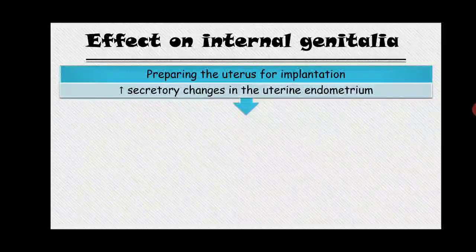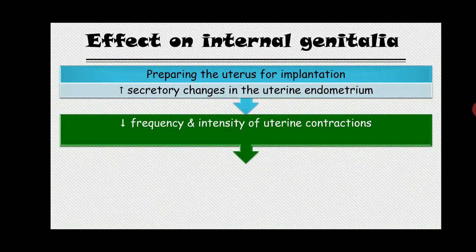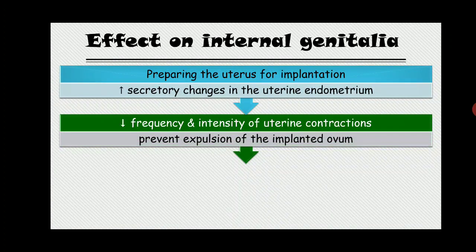In order to preserve the pregnancy, we need to slow down or even prevent the uterine contraction. If the uterine contraction is there, there are fewer chances that the fertilized ovum gets implanted over the endometrium. So progesterone decreases the frequency and intensity of the uterine contraction. So it prevents the expulsion of the implanted ovum, and increases the chances of implantation of the ovum, right? Second thing, the ovum is actually transported via the fallopian tube.